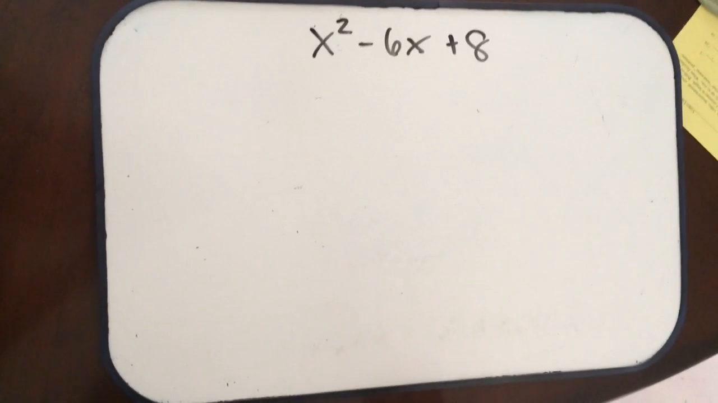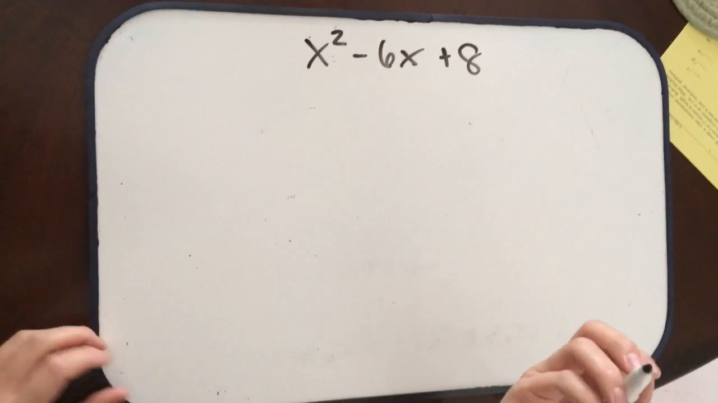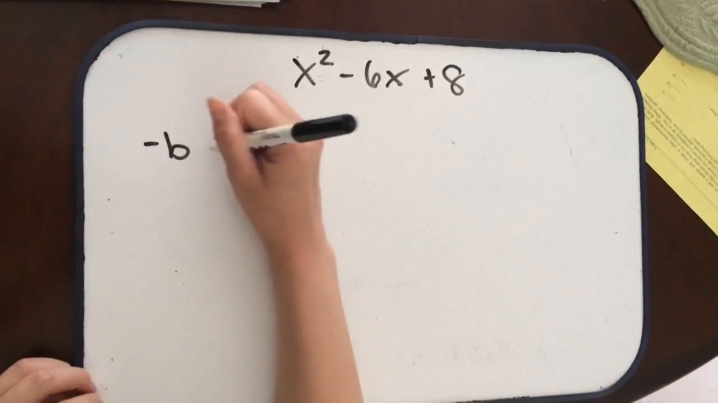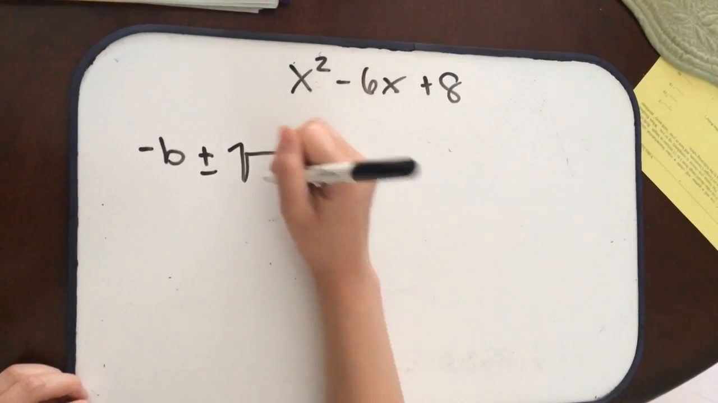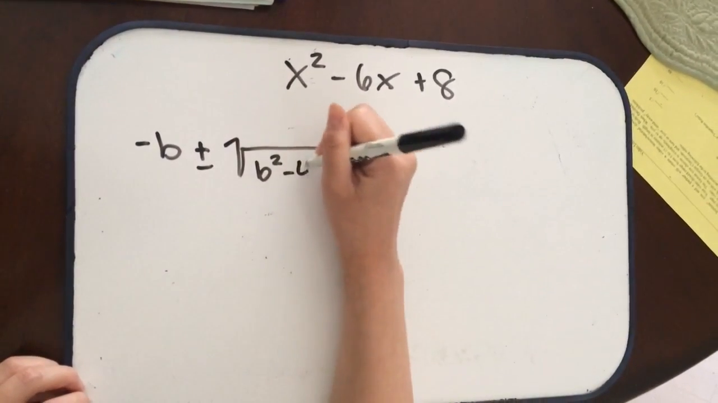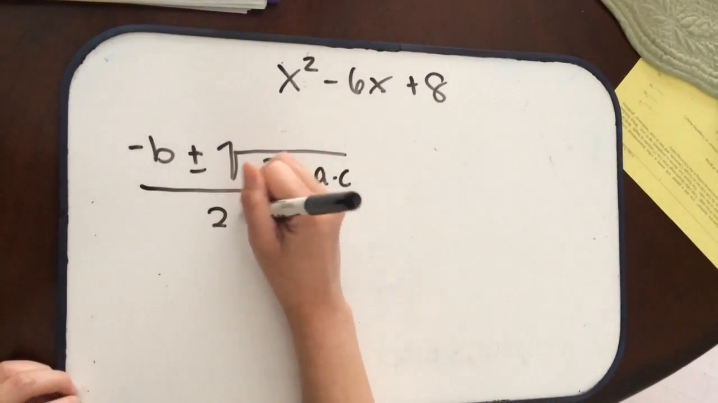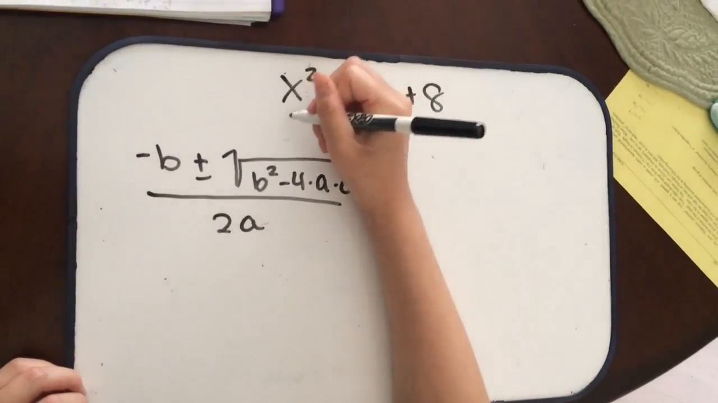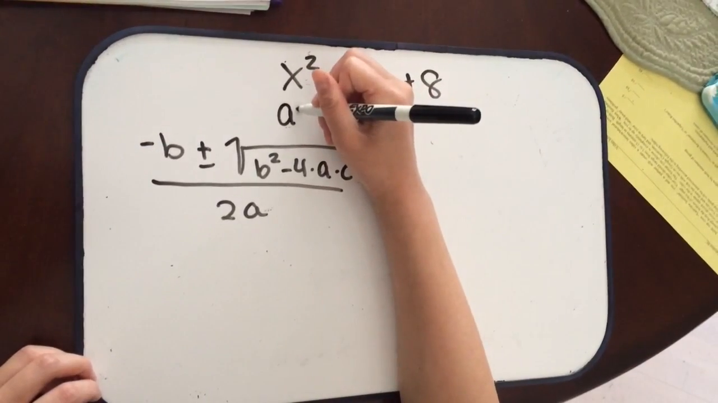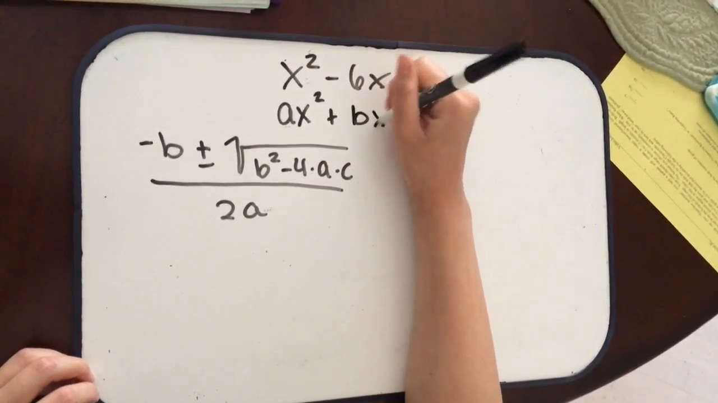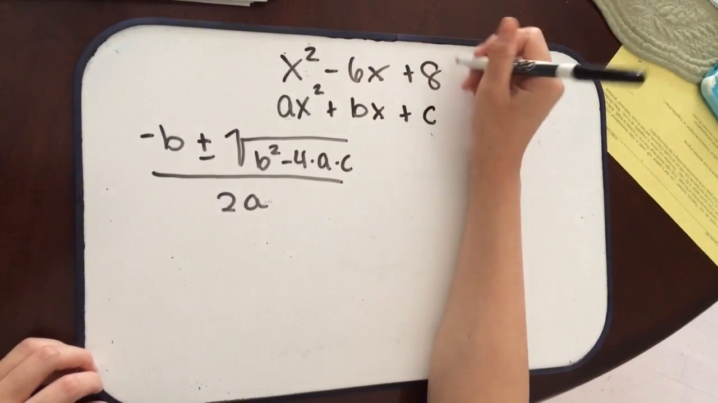This time we're going to solve by using the quadratic formula. The quadratic formula is negative b plus or minus the square root of b squared minus 4 times a times c, and it's all over 2a. The first term is going to be your a, b is going to be your second term, and c is going to be your last term.